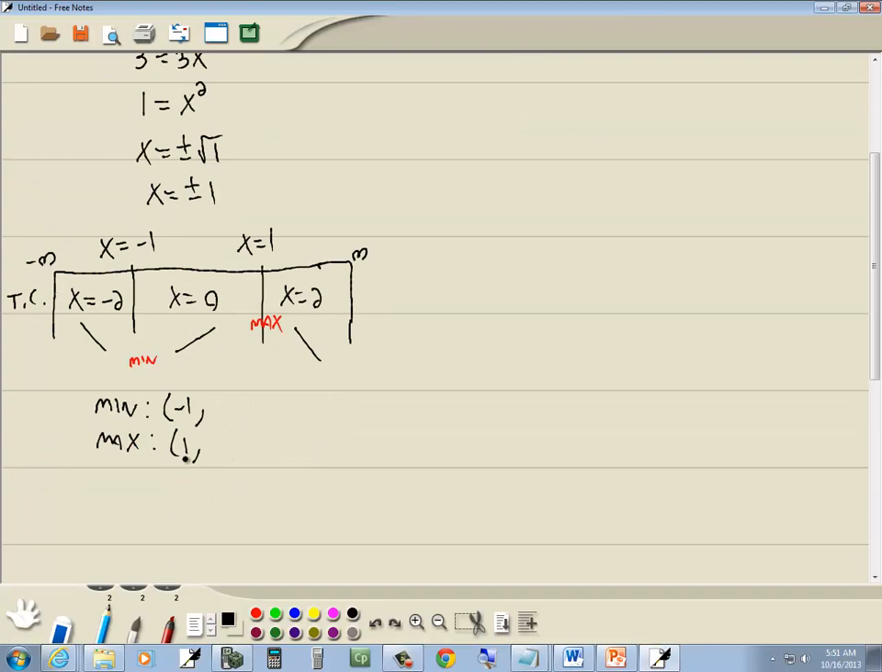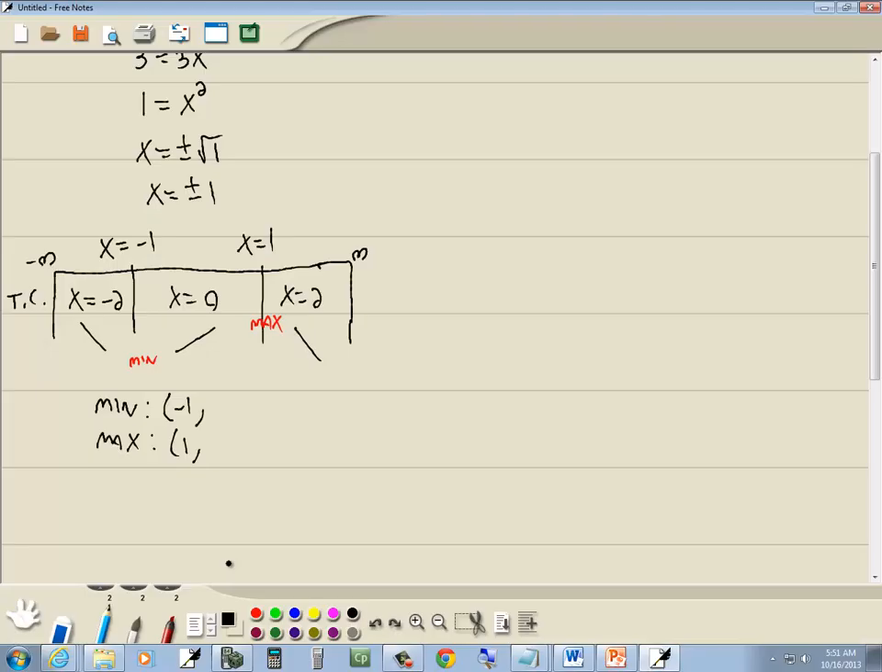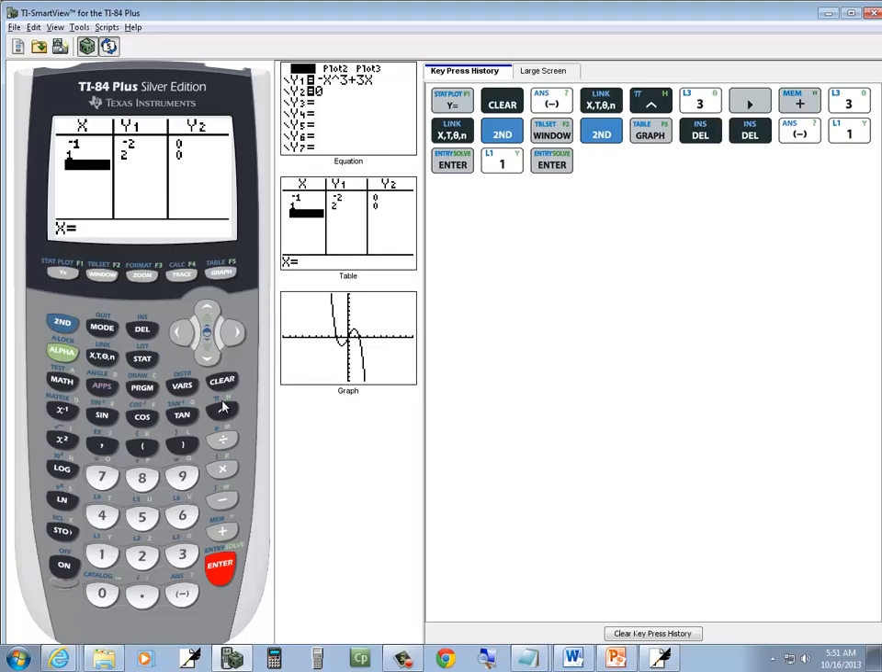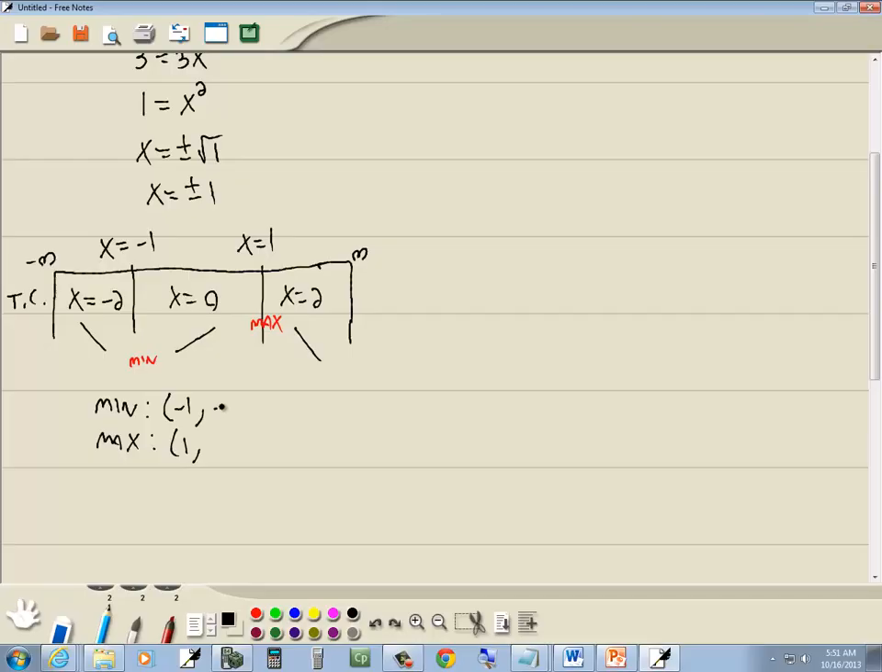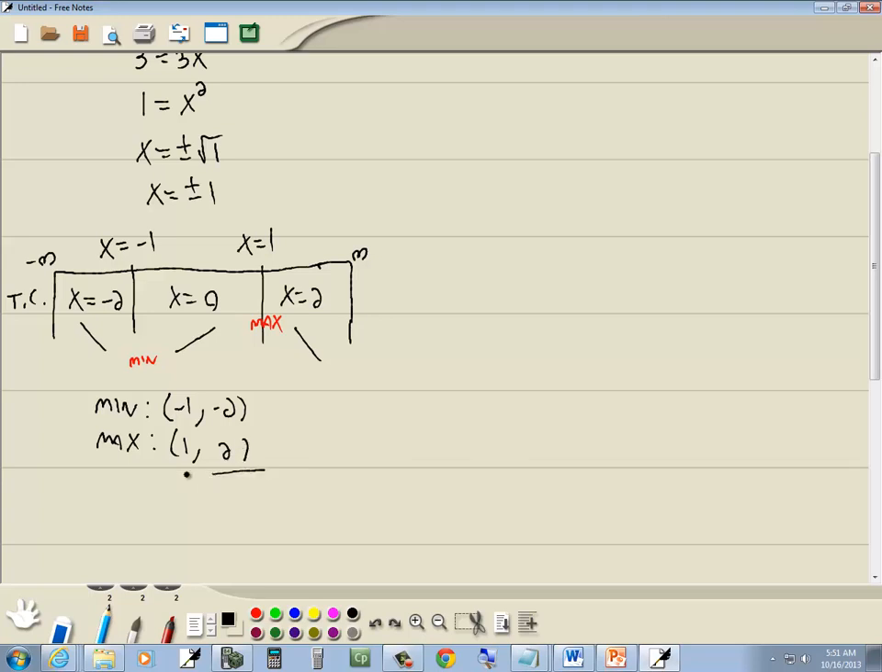We're going to plug negative 1 and 1 back into our original function to get our y parts. So we'll do negative 1, enter, 1, enter. So negative 1 gives us negative 2, and positive 1 gives us a positive 2. And those would be our relative extrema.